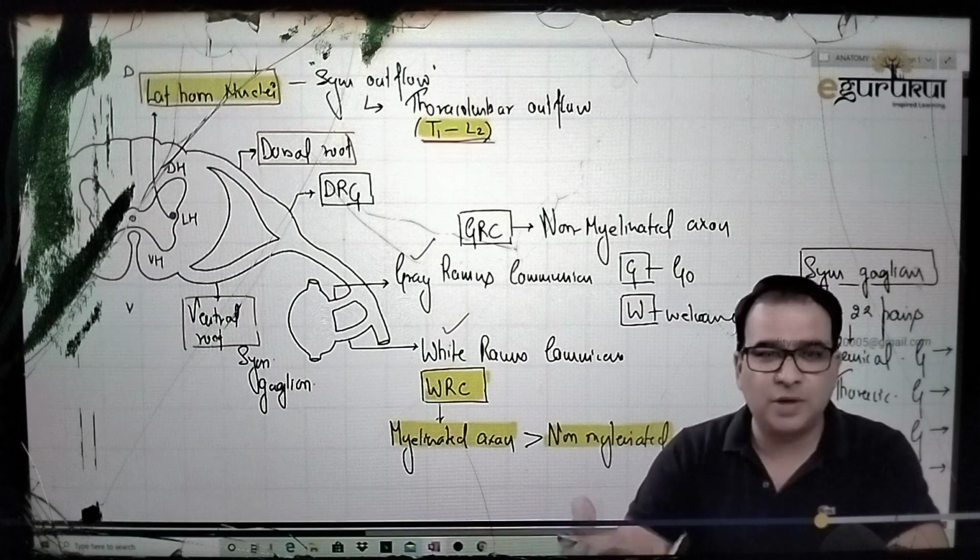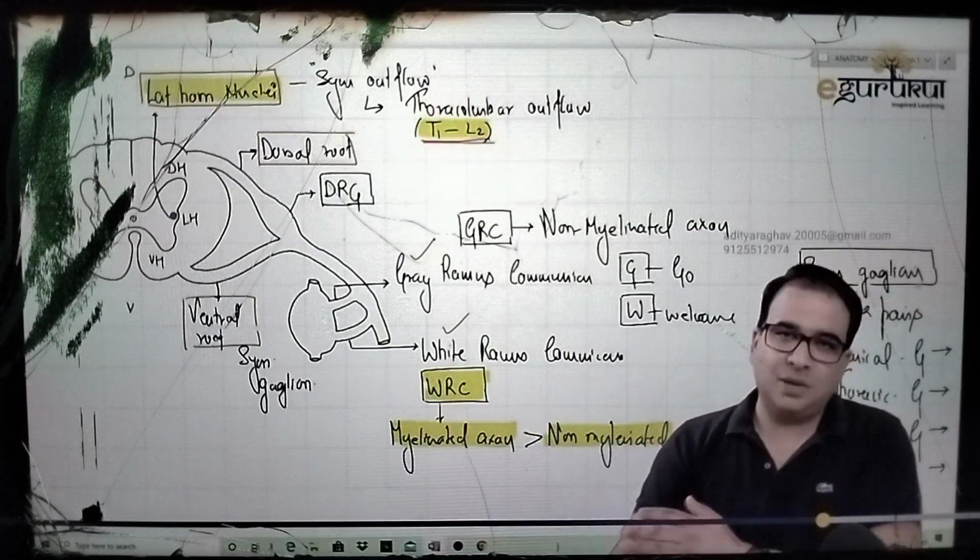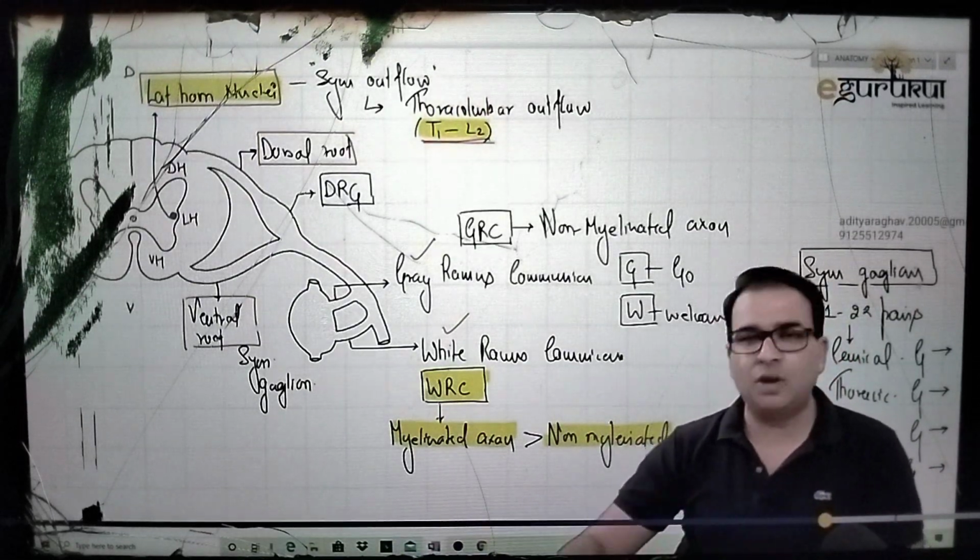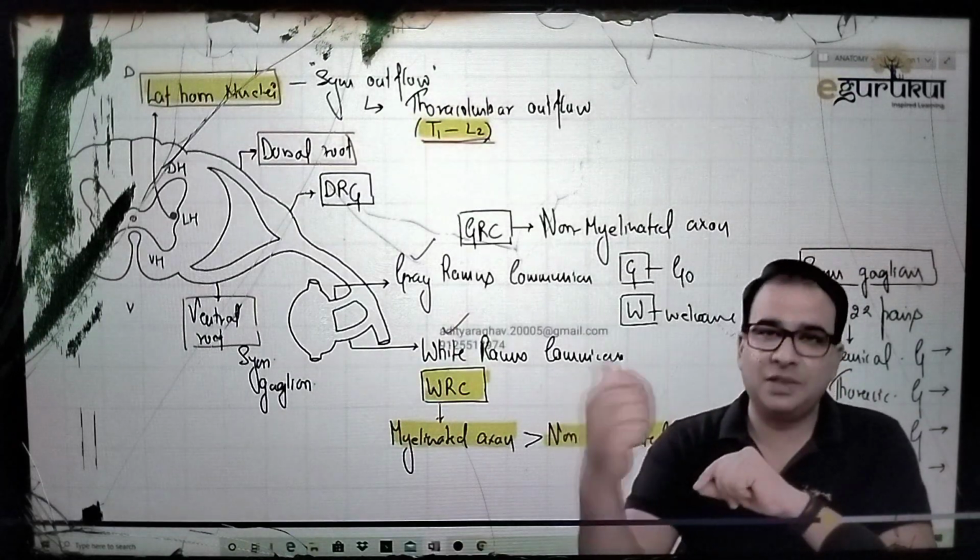The white, because of the myelination, we call it white ramus communicans. It is predominantly myelinated, but it's not that it only has myelinated axons, it has non-myelinated axons also. Gray ramus communicans essentially has non-myelinated axons.